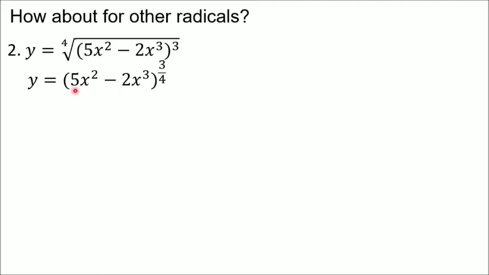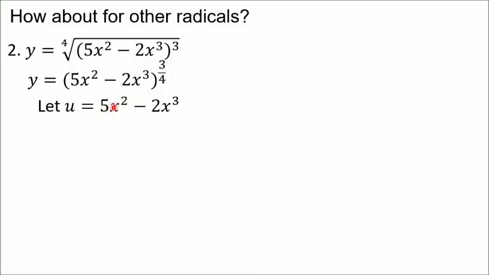Ang ating u, etong nasa loob ng parentheses, 5x squared minus 2x cubed. And then ang ating n ay 3 over 4. So we let that u equals that one. And then we solve for u prime. Kunin natin ang derivative nito. That's 2 times 5 is 10x. O 10x ang derivative nito.